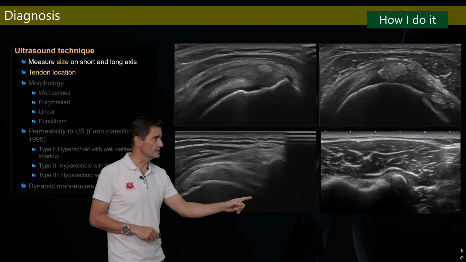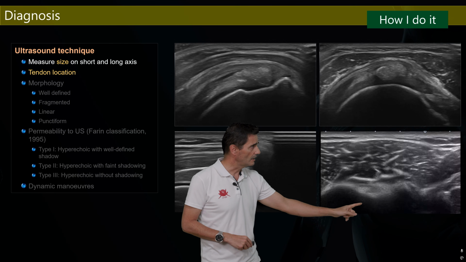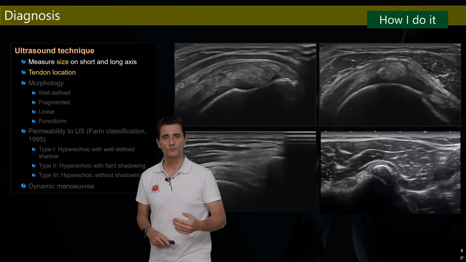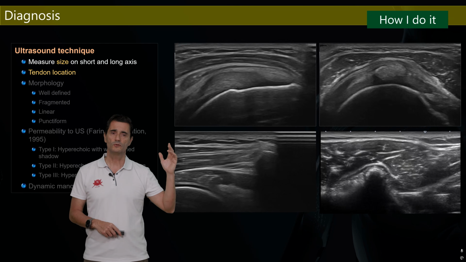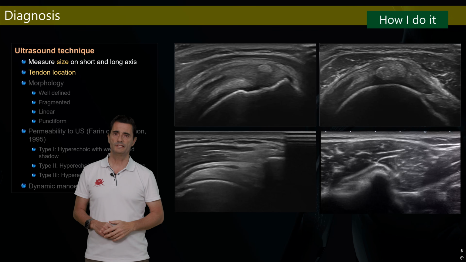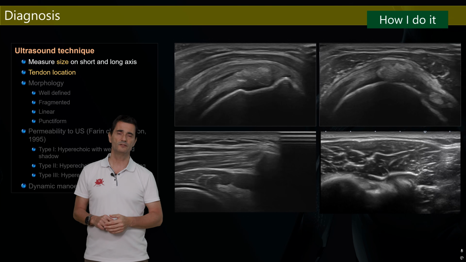And in this case, you can see a calcification at the subscapularis, and we are checking how this calcification relates with the coracoid, if there is an impingement or not. Okay, so location at the supraspinatus, infraspinatus, and subscapularis, and remember teres minor is very rare.